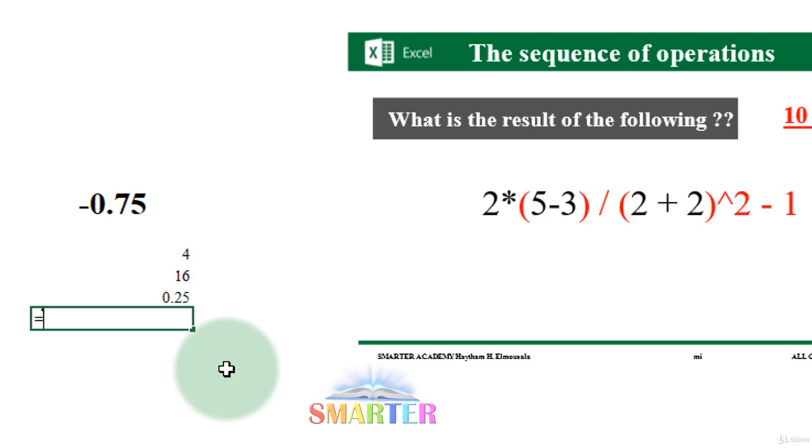After that, we will subtract 0.25 from the 1 and the result will be minus 0.75. That's right, this execution is right.